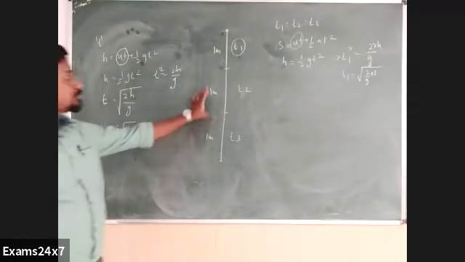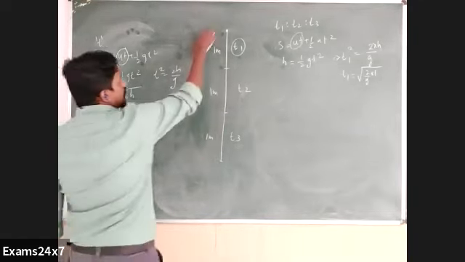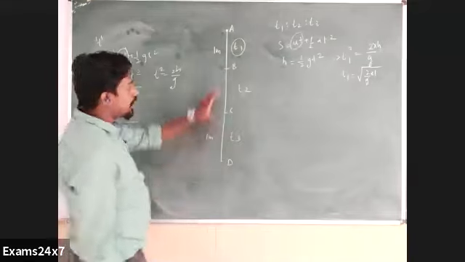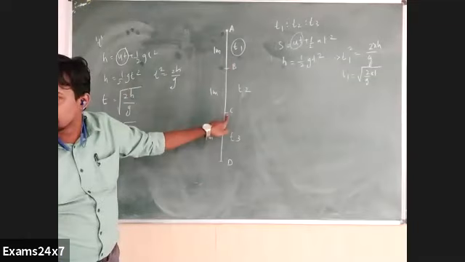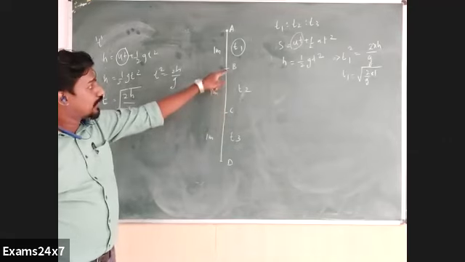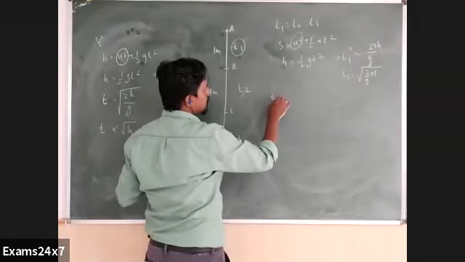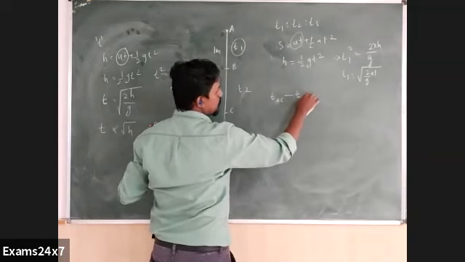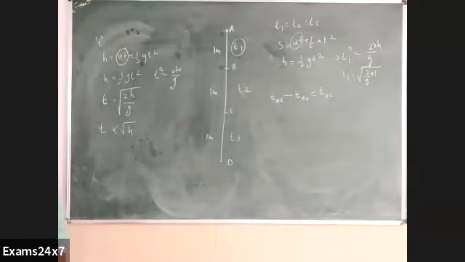Now I need to find time t2. How to find time t2? Let the points be A, B, C, D, etc. Time t2 is the time taken to travel from B to C. How to find that? Time taken by the object to travel from A to C minus time taken to travel from A to B is the time taken to travel from B to C.